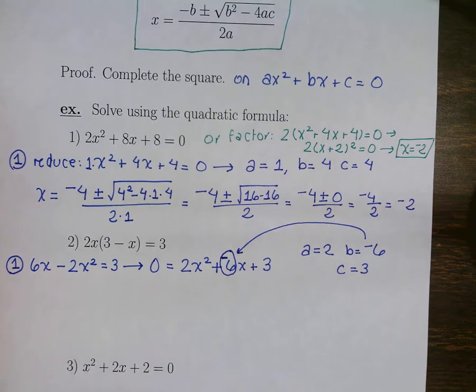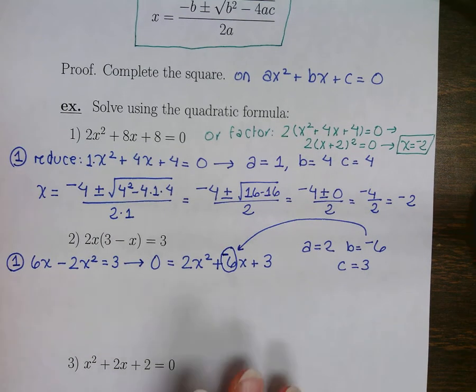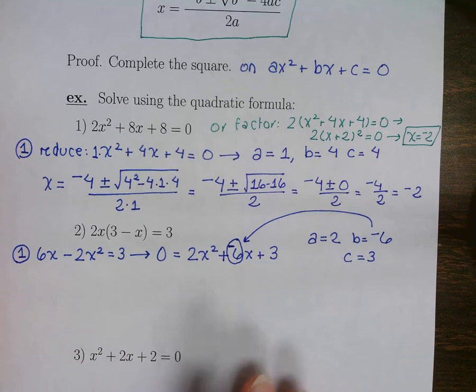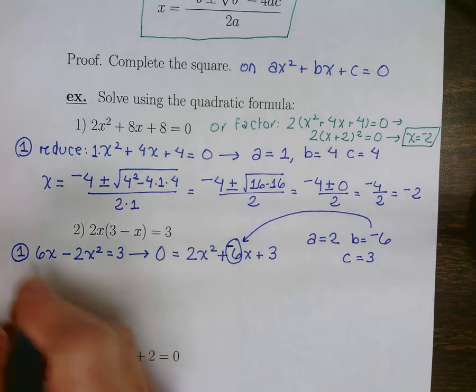And that's why my B is negative 6. So be very careful about your signs. Okay? And so now I can solve.